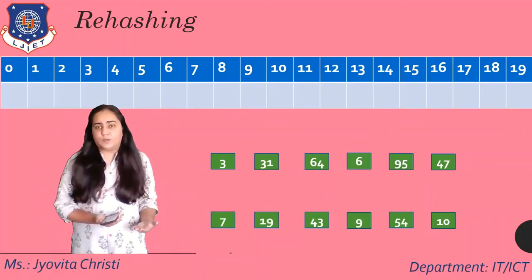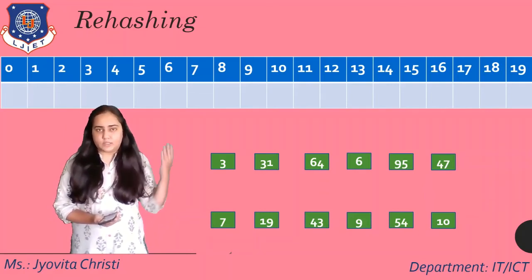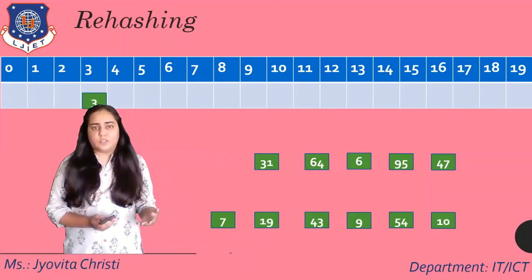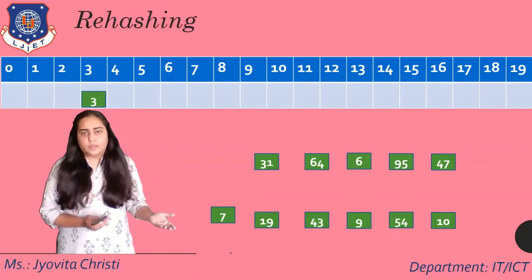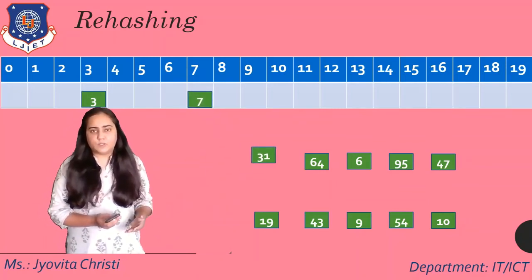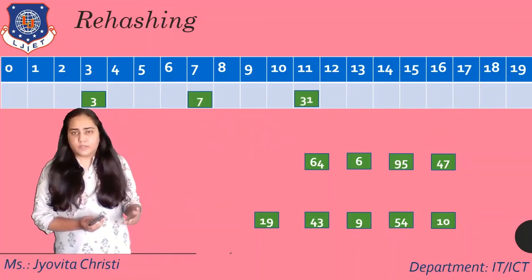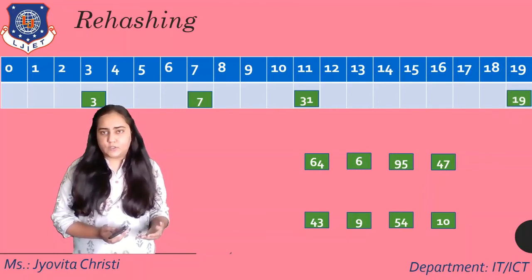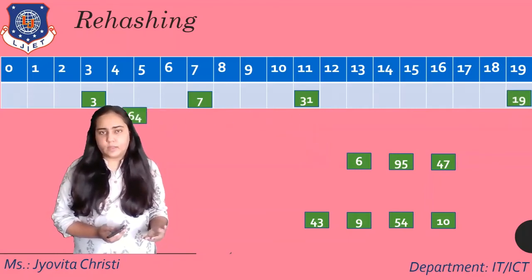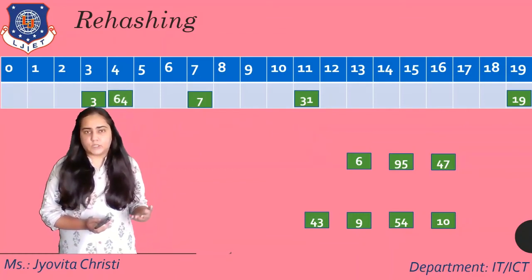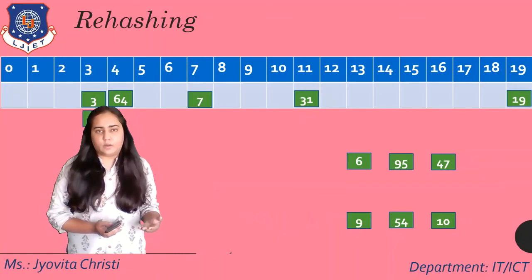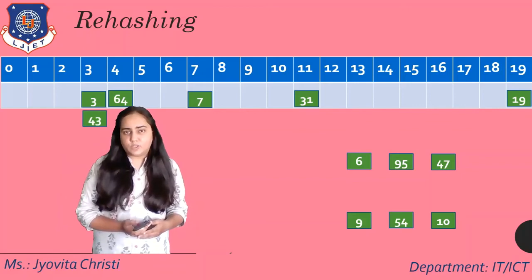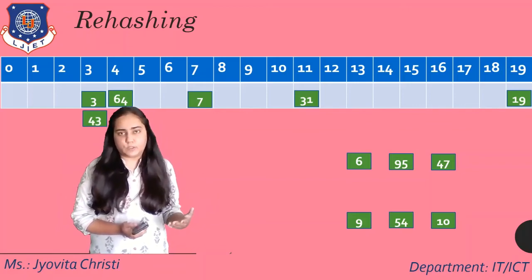This time we cannot use modulo 10, we have to use modulo 20 as that's the size of the table. So when we do modulo 20, 3 gets inserted in position 3 as usual. Then 7 gets inserted in the 7th position. 31 gets inserted in 11th position. And 19 gets inserted in the 19th position. And we have 64, which gets inserted in the 4th position. We also have, let me show you that. Yes. So we also have 43, which is going to get inserted in 3rd position.